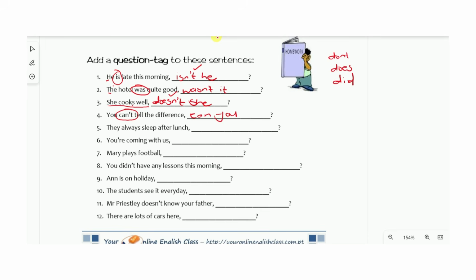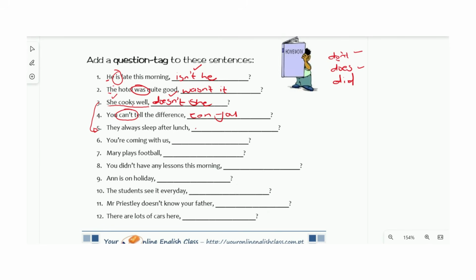They always sleep after lunch. Similar to question 3, we have question 5 again, where we do not necessarily have an auxiliary verb to use. They always sleep, so they is the plural form, then it's in a present tense. Earlier it was a present tense, but the subject was in a singular form, right? Now, here we have they, so we can't say doesn't they. We are going to say don't they. Why are we not using does but using don't? Because the subject is in a plural form.